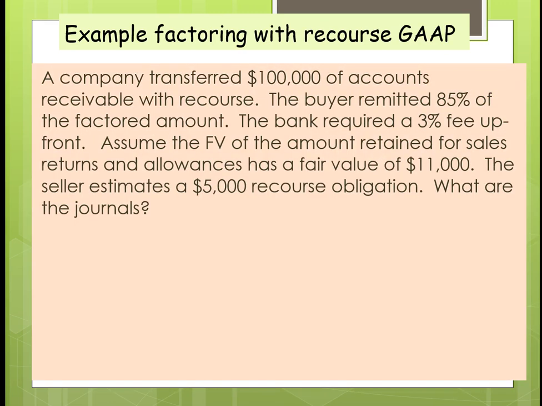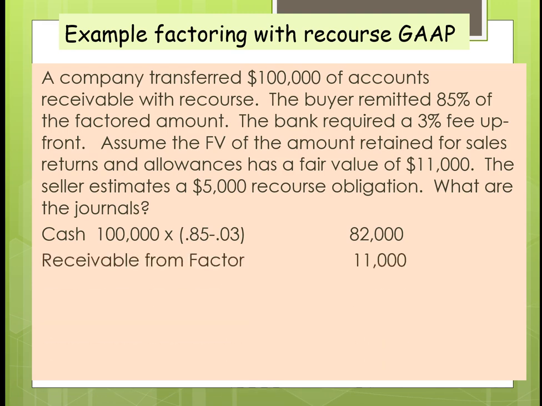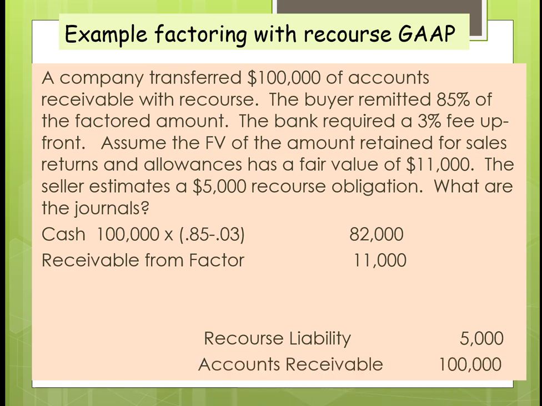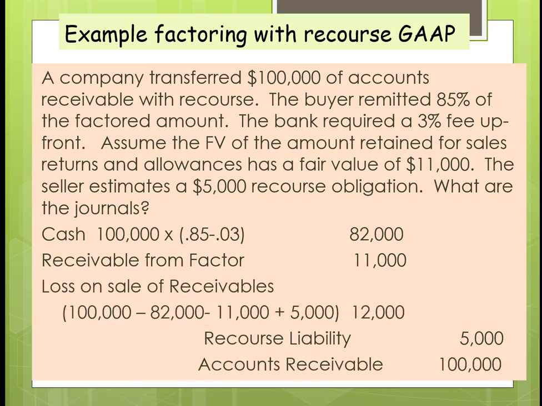Now what if instead this had been with recourse? Okay, in that case, again, the cash received is going to be only $82,000. The receivable from factor is still going to be $11,000, but now we're going to record the recourse obligation, and as you notice, our loss on the sale of receivable goes up by that amount of recourse liability.